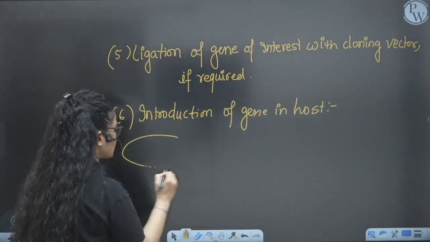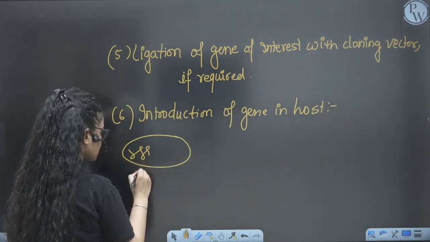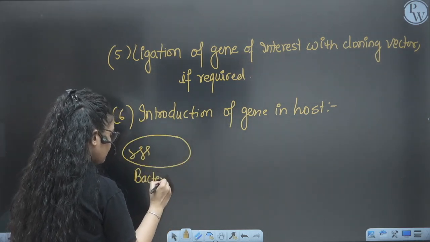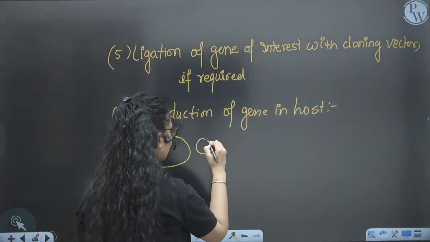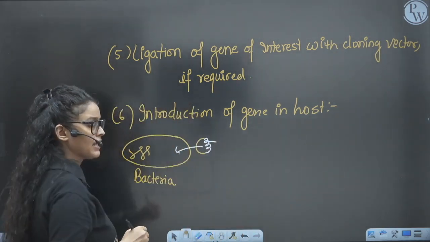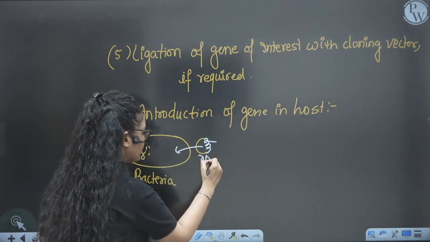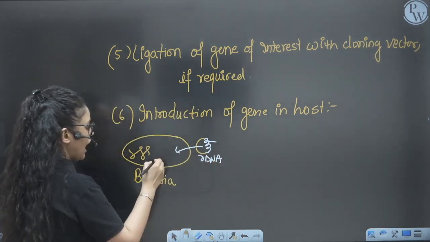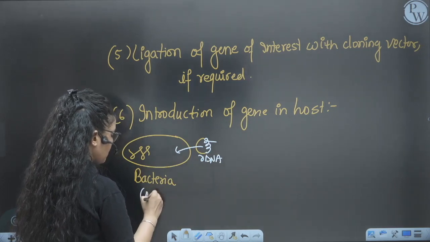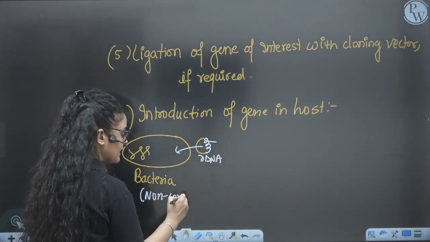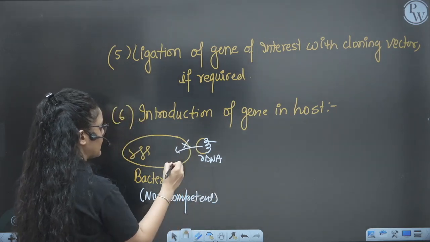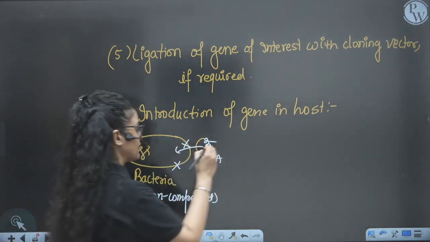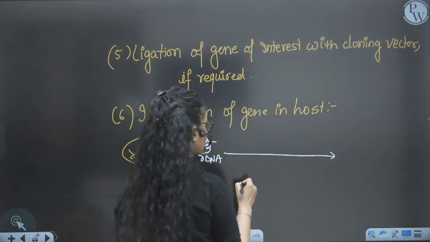So suppose this is our host. Suppose this is the bacteria, which is our host. And we have to put our gene of interest with the vector inside it, right? We have to put our recombinant DNA in the host. So how to make it competent? Suppose it's non-competent, it cannot take up any gene. Non-competent means not able to take up. So how to convert it into competent?